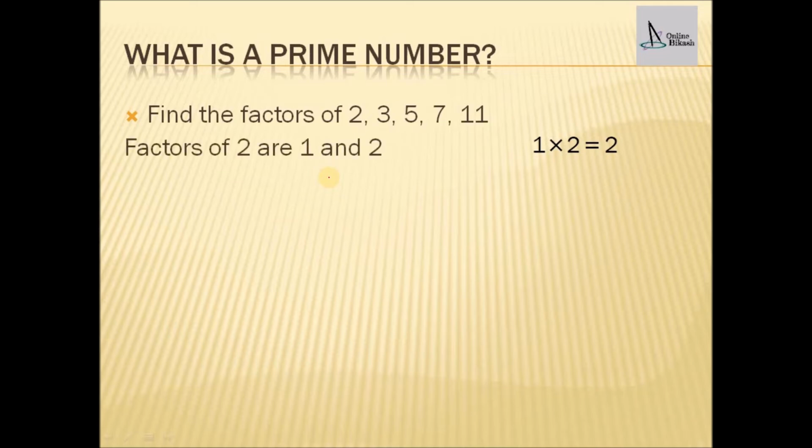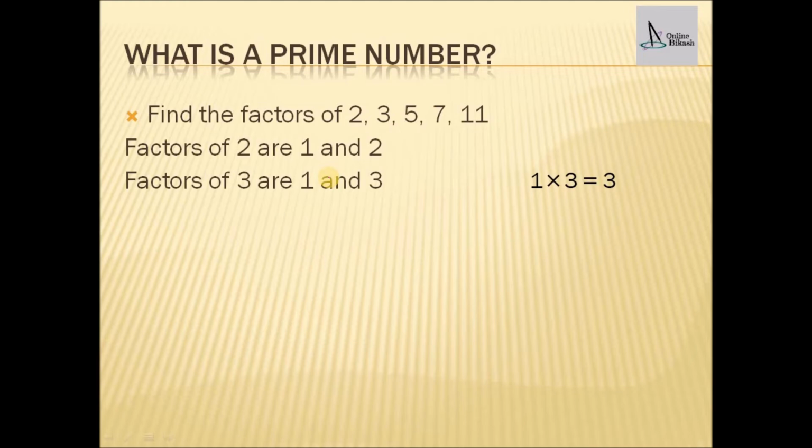Similarly, if we try to find out the factors of 3, 1 3s are 3. Other than that you cannot have any other number that you will multiply to get 3. Only 1 3s are 3. So factors of 3 are 1 and 3.